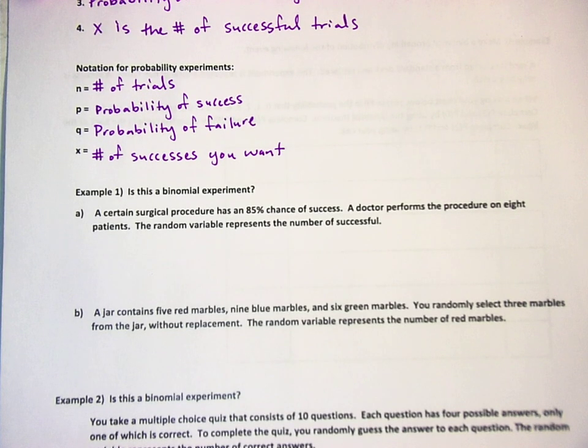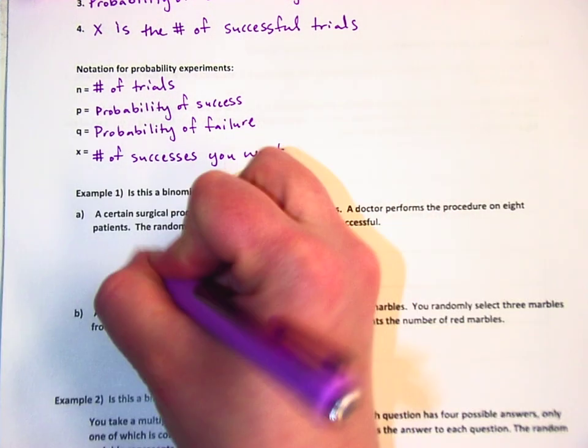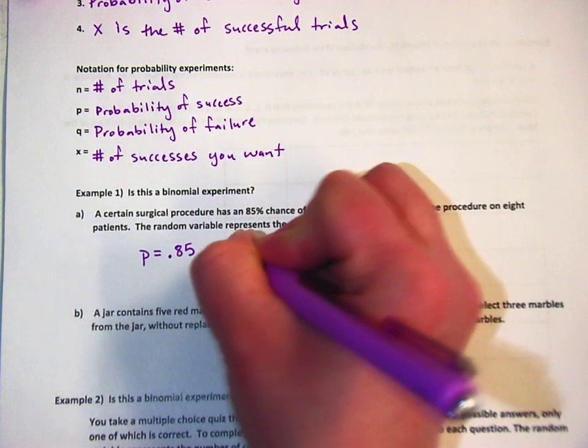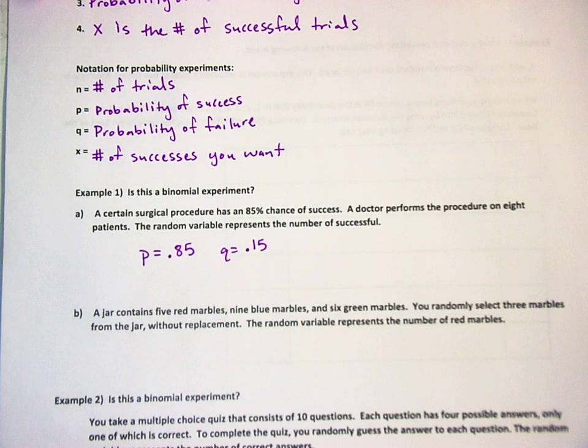All right, so the first 2 questions: is this a binomial experiment? So let's see, a certain surgical procedure has an 85% chance of success. So I'm going to write down right now. The chances of success are 85%. The chances of failure is 15%. A doctor performs the procedure on 8 patients.